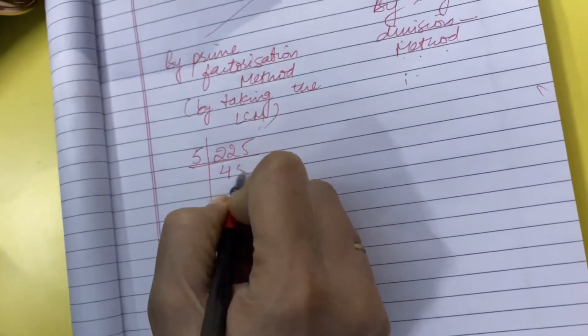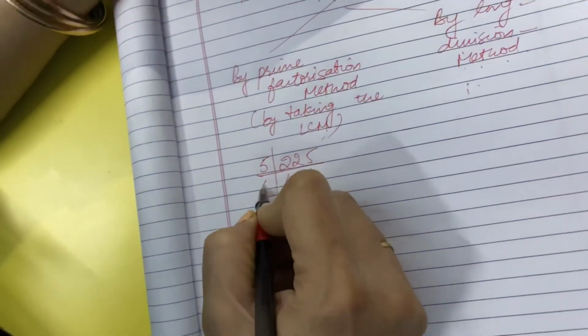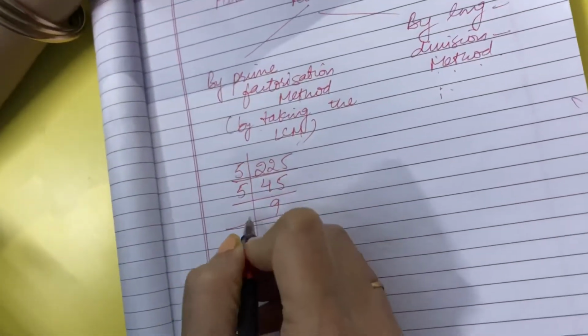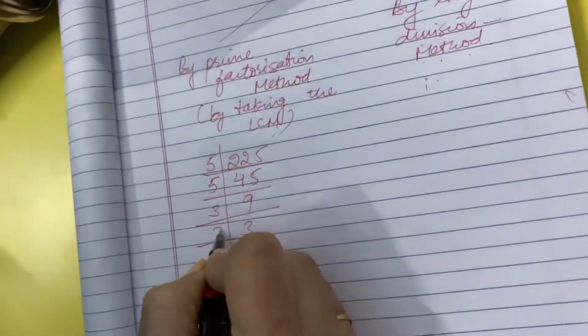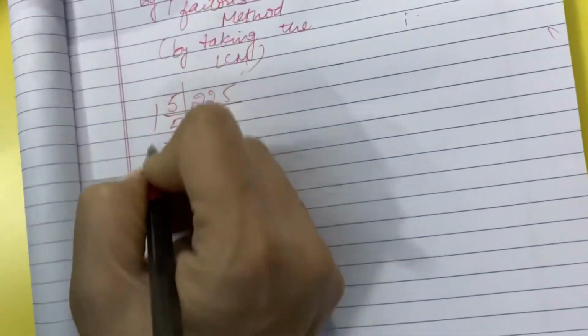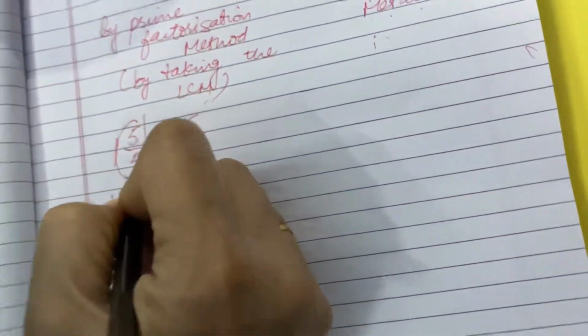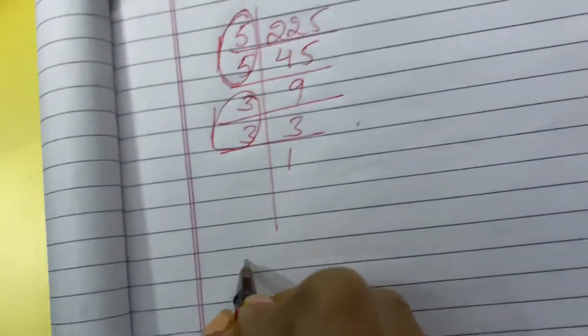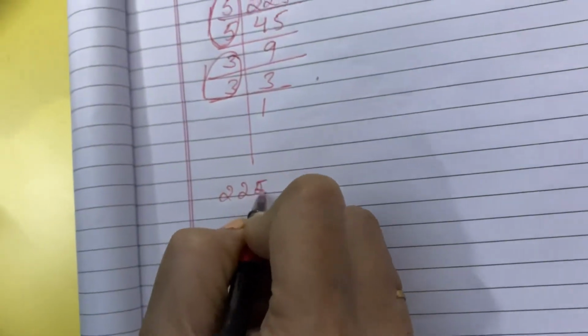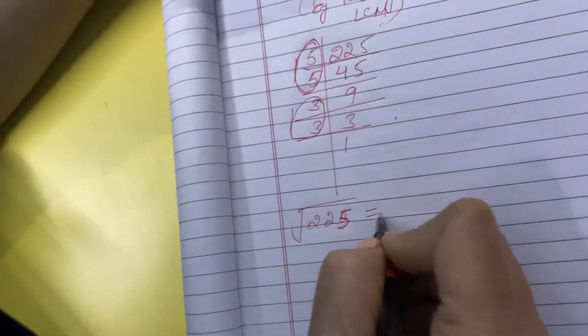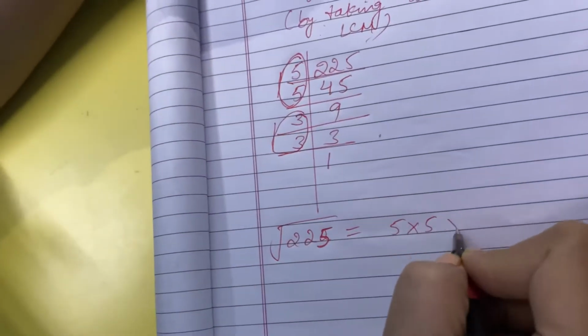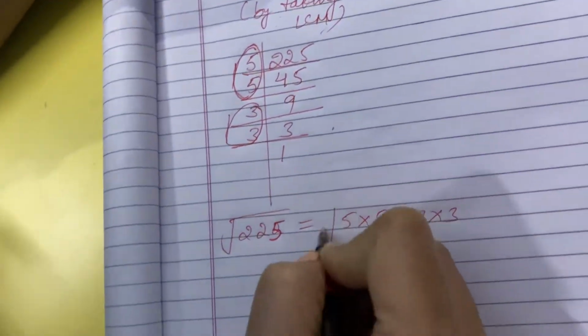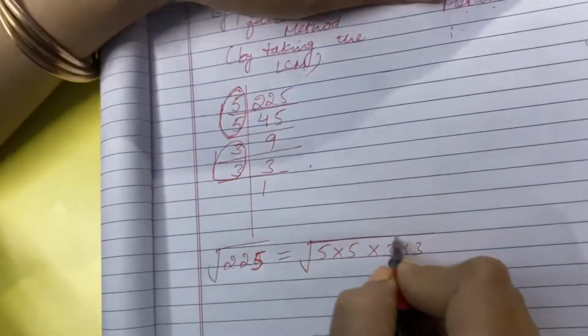5 4s are 20, 5 5s are 25. So next 5 9s are 45. Then 3 3s are 9 and 3 1s are 3. So now pairing these numbers, we get a pair of 5 and a pair of 3. So we get 225 square root is equal to 5 into 5 into 3 into 3. So again put the square root on these numbers.